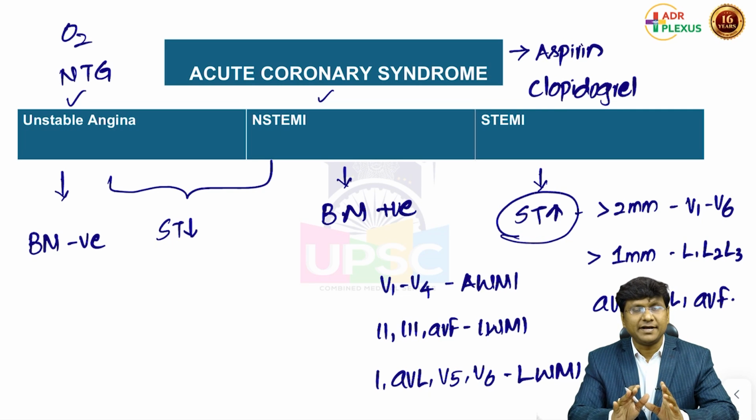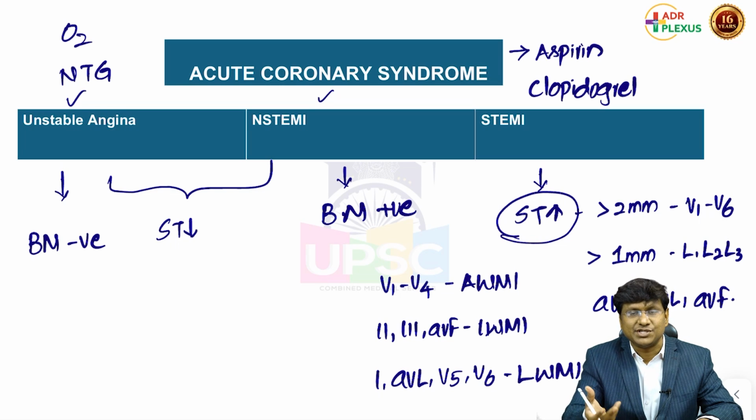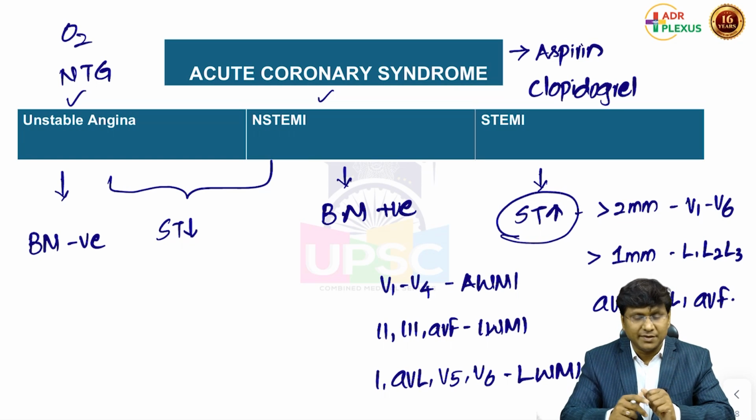Right? This is suggestive of lateral wall MI. So this is how we categorize the patients with the ST elevation MI. Depending upon the ECG changes, we will be able to make out anterior wall, lateral wall, as well as the inferior wall MI. Now we will just go back to our question.